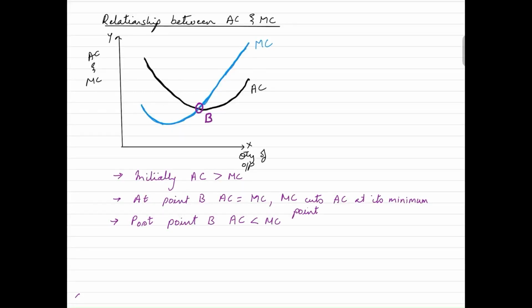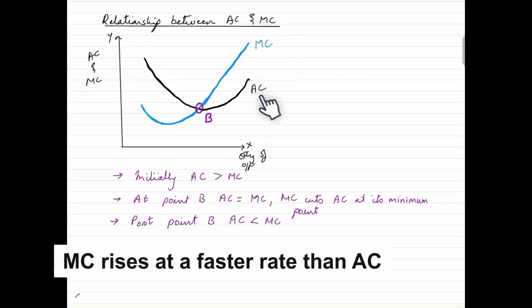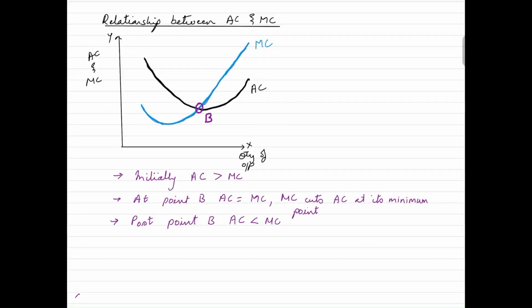However, we need to see that between the two curves, MC is increasing at a rate which is much faster than the average cost curve. Now why is this happening? Because for each additional unit that the firm is now producing post point B, it is spending more on each additional unit.